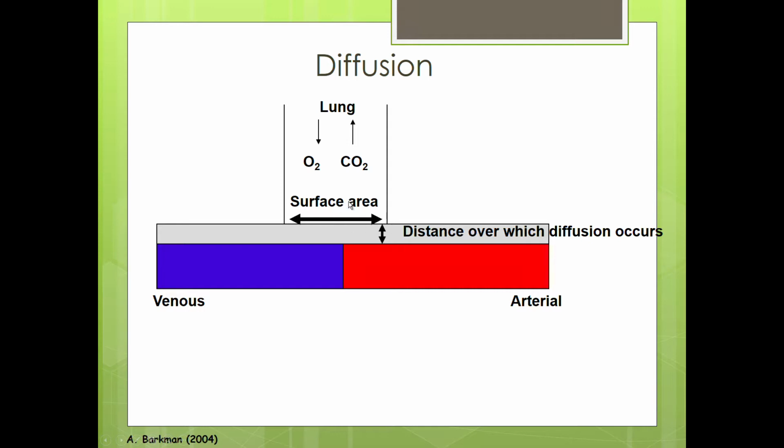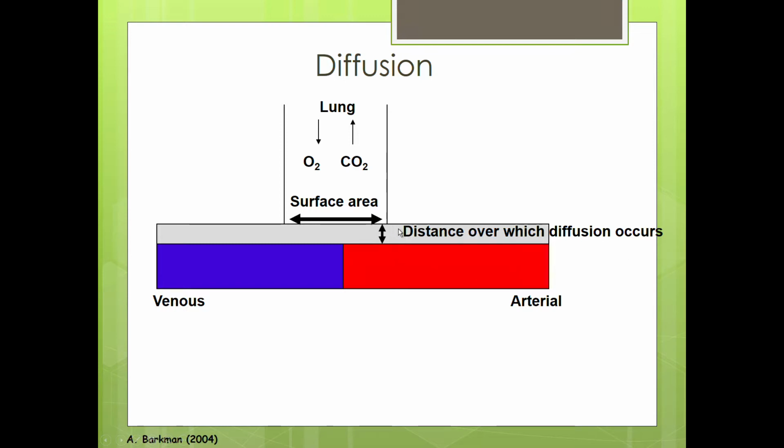So if we have a lesser surface area, of course, we're not going to be able to get as much carbon dioxide and oxygen over. If our surface area is bigger, then of course we're going to have more gas diffusing. So that's the first part of a diffusion disturbance that we have to look at. The second is the distance over which the diffusion occurs.